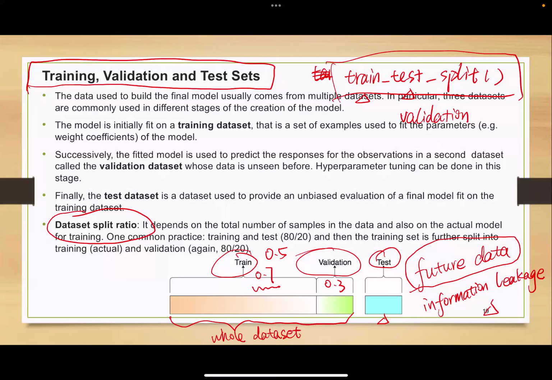That's why usually we put 0.7 or 0.8 for the training data, and then 0.3 or 0.2 for the validation data set. So this is a split ratio. If you put too much validation data and too little training data, then the model performance will be bad. Okay.